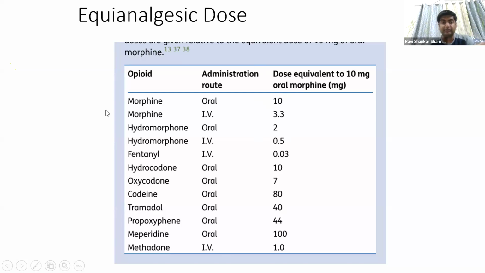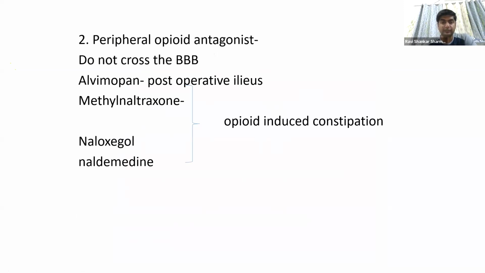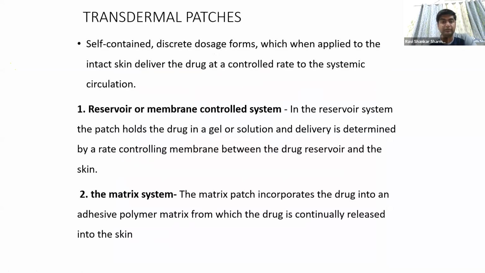This is the opioid conversion table. Among antagonists, naloxone is the shortest acting, then nalmefene and then naltrexone. These are pure antagonists. I told you about opioid-induced constipation.